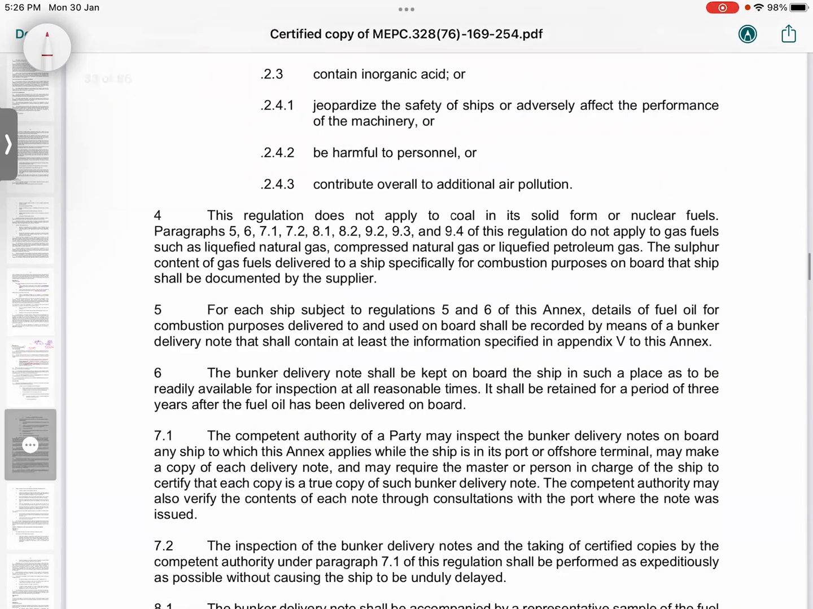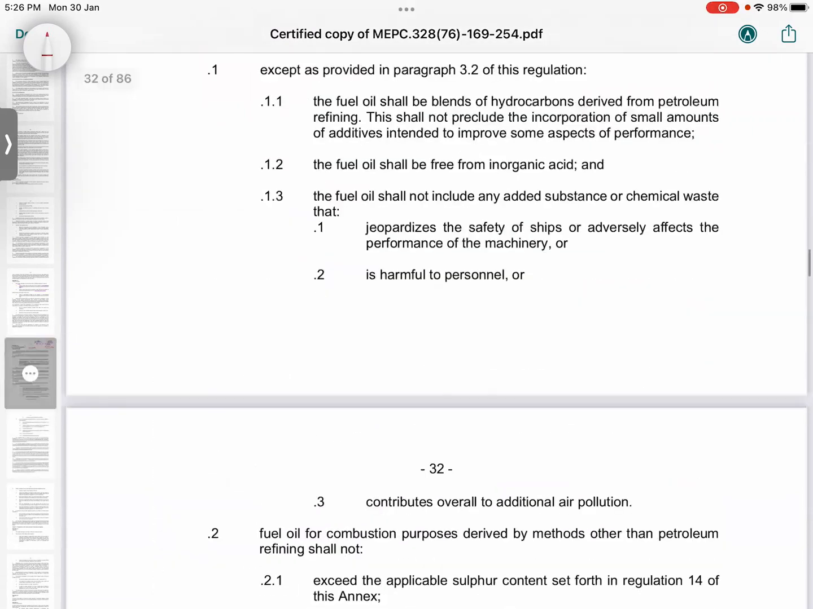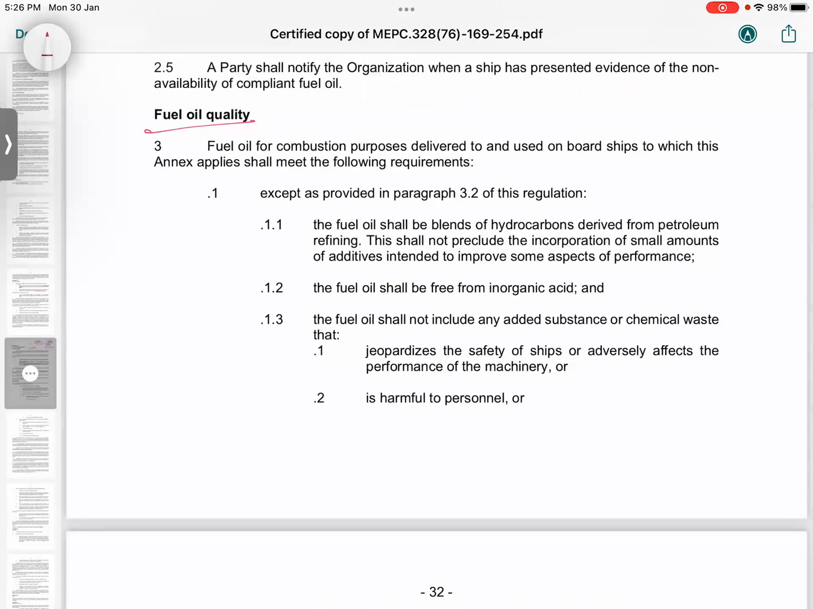Now, in this, one question was asked recently by a surveyor. Suppose you sent your fuel, let's say 0.5%, right? 0.5% fuel you sent, which you received on board. That was received as per the regulation, that is less than 0.5%. But when the result came, it came as 0.52% mass by mass of sulfur. So what will you do? Is it compliant or non-compliant?